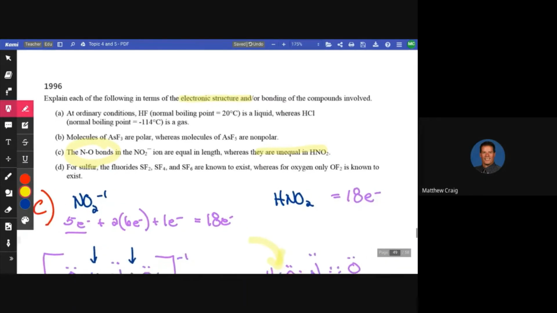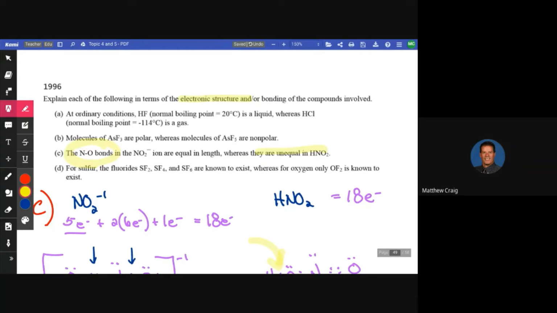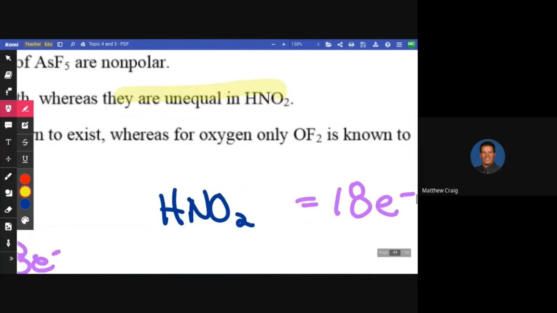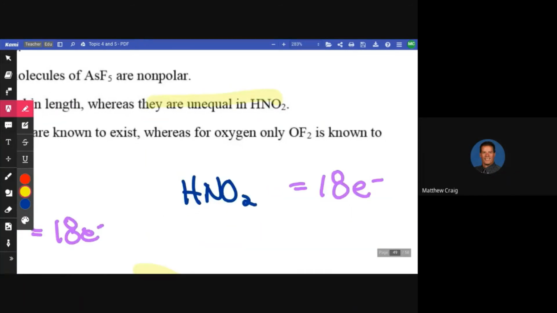It's a humdinger. For sulfur, the fluorides SF2, SF4, SF6 are known to exist, whereas for oxygen, only OF2 is known to exist. What the hootie hey? Oxygen's in the second energy level, so it can only have, never mind, 8 electrons. God, you were so close. Dude, sulfur includes d orbitals. Okay? So what I'm hearing is that the only shape that we can have with oxygen with a correct formal charge is that OF2 exists.